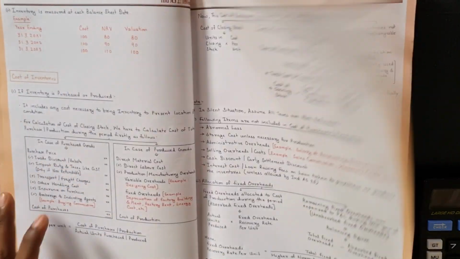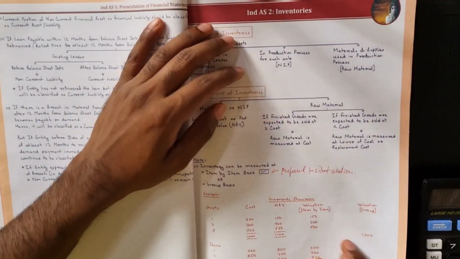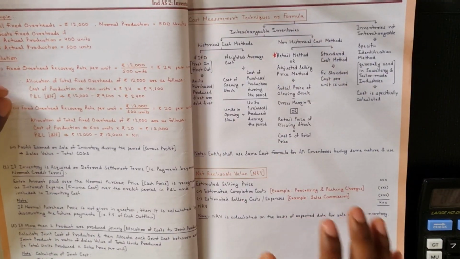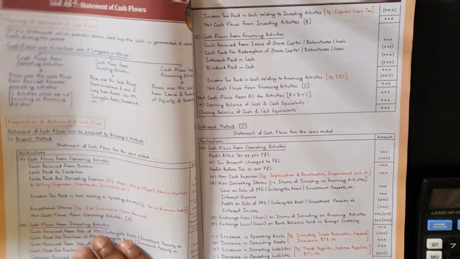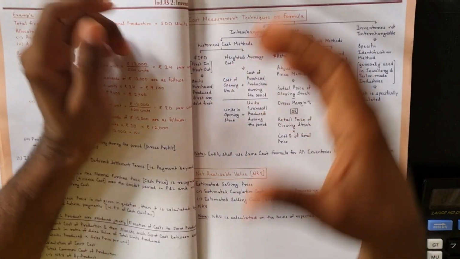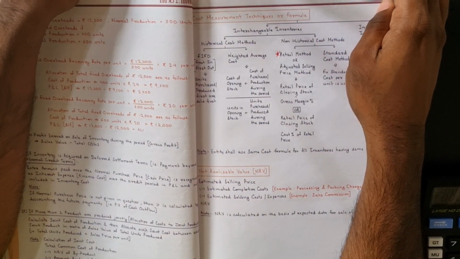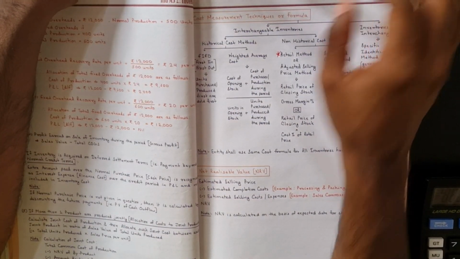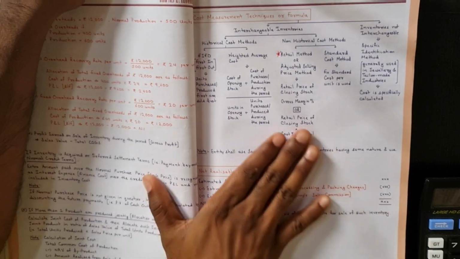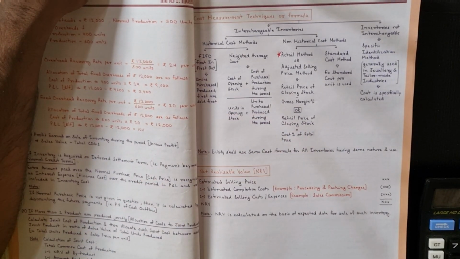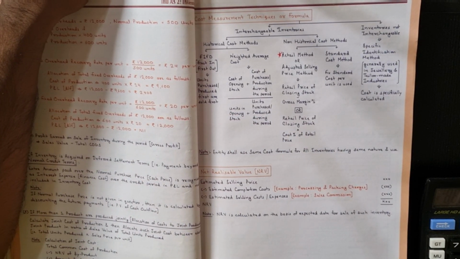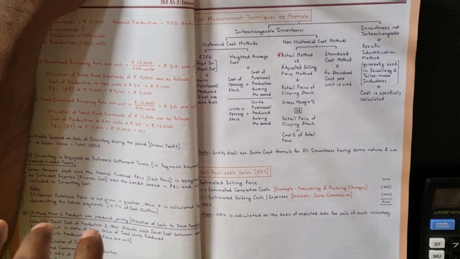So this was the total Ind AS 2 Inventories. I hope you have understood it. In the next lecture, we will try to solve some questions which are tricky, some questions which you wouldn't be able to solve just by looking at the notes. Those questions we will cover there. So we'll see that in the next lecture.